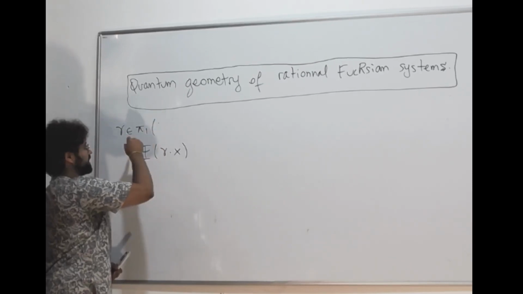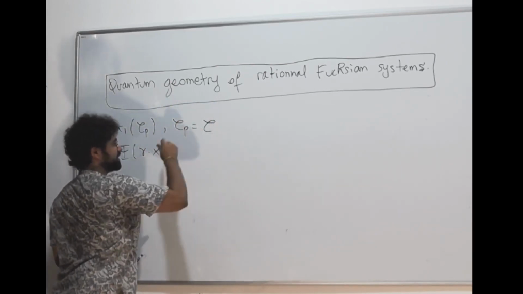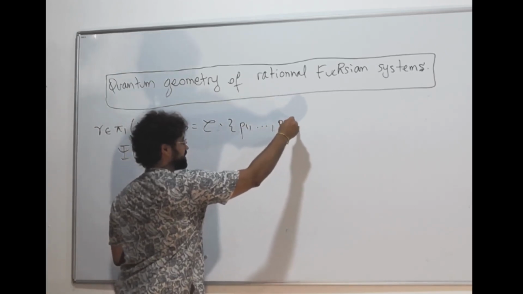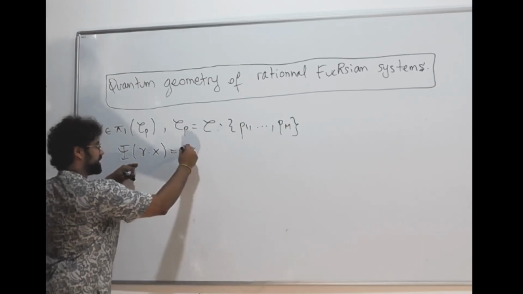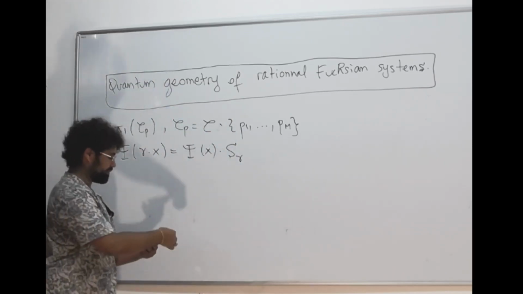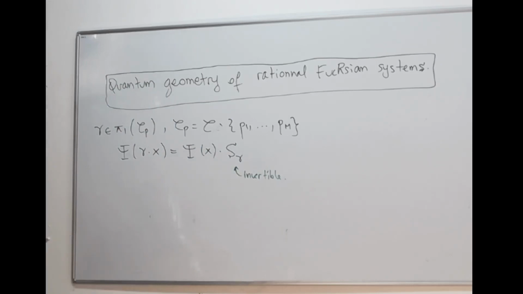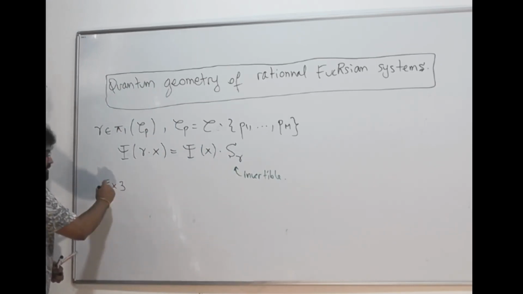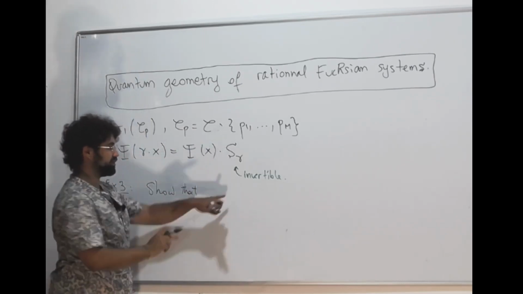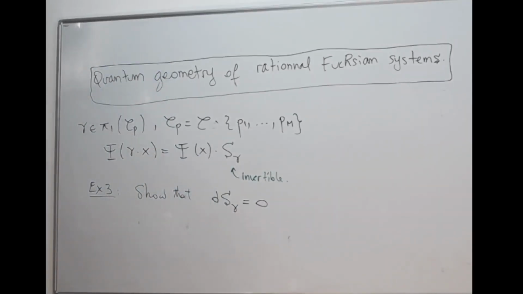So here we had C, say CP, where CP is curly C minus the poles. You write it in such a way: psi of x times a certain matrix S gamma, where S gamma is invertible. Okay, so now exercise 3: show that this invertible matrix is actually constant.